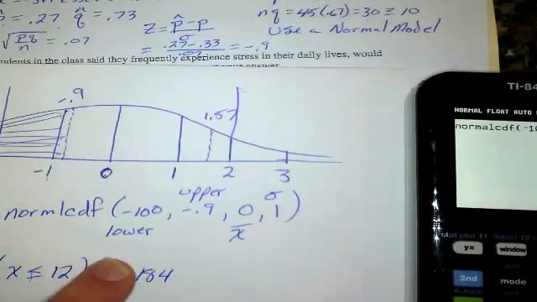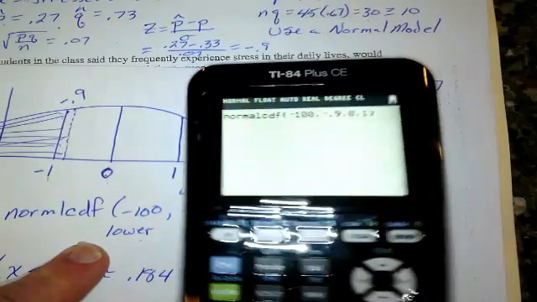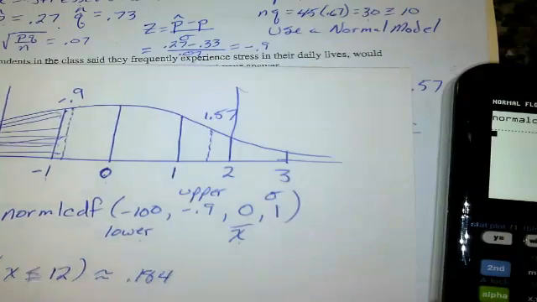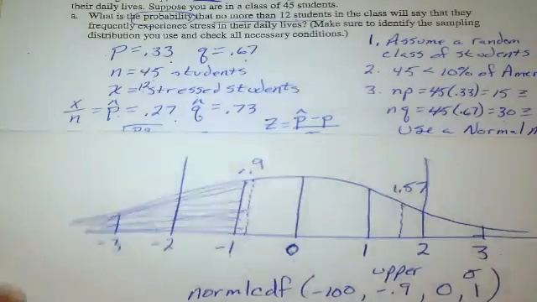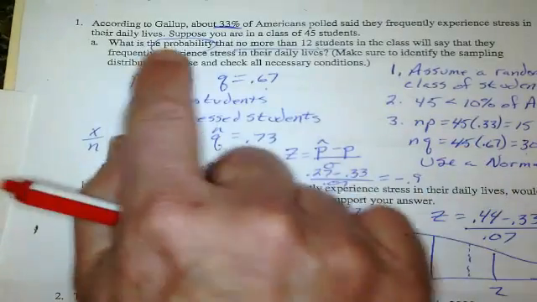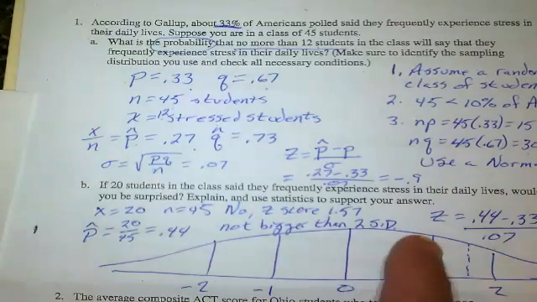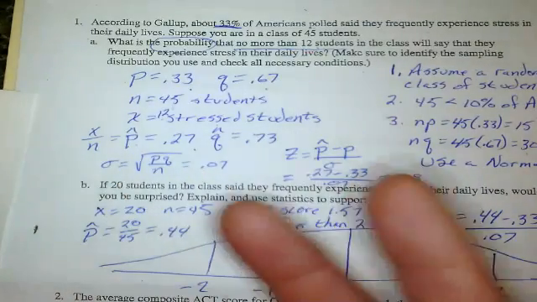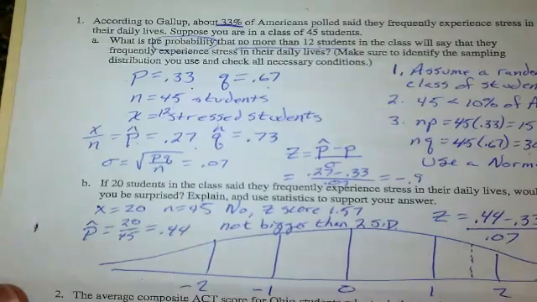I labeled this as lower, upper, my mean, and my standard deviation. So I find that percent, and it tells me it's about 18.4%. So the probability that x is less than or equal to 12 is about 0.184 or 18.4%. And that's what it asked us in the question: find the probability that no more than 12 students. So we would assume that about 18.4% of the time, we would find 12 or fewer of the 45 students that were having daily stress.